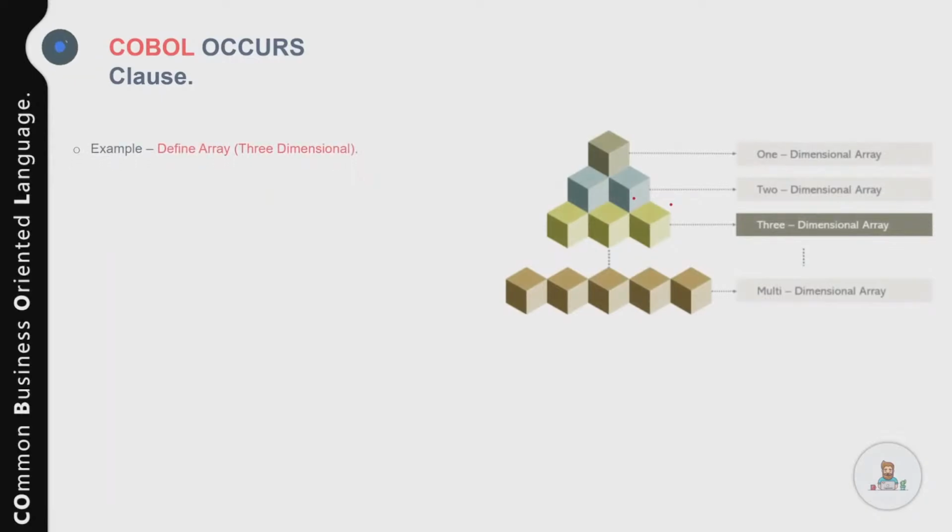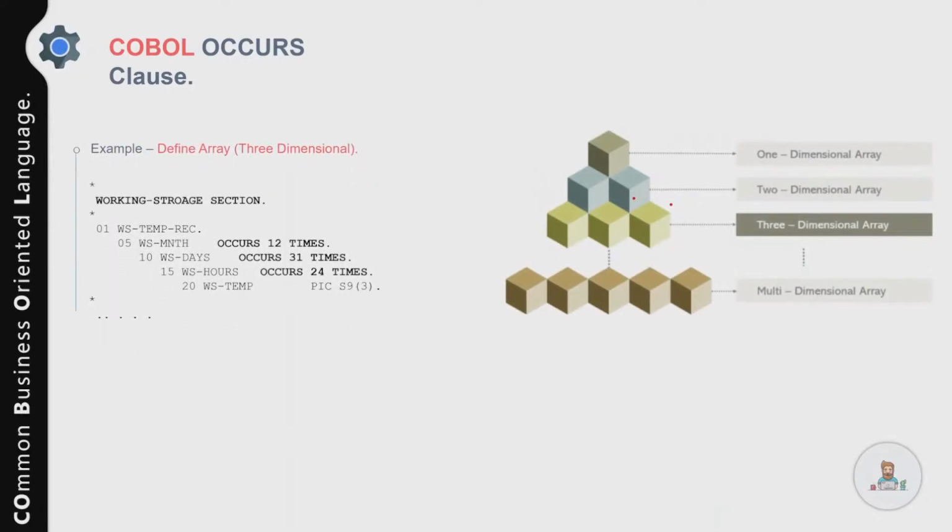So we have a working storage section where we have defined the table definition. The table name is specified at level 1, that is ws-temperature-rec, and after that at level 5 I've defined the month, that is ws-month, and that occurs 12 times. So we would be storing the temperature for the entire year, and within that month, in order to store the temperature for an individual day, I've defined the next variable at level 10, that is ws-days, occurs 31 times. So every month we're going to have 31 days.